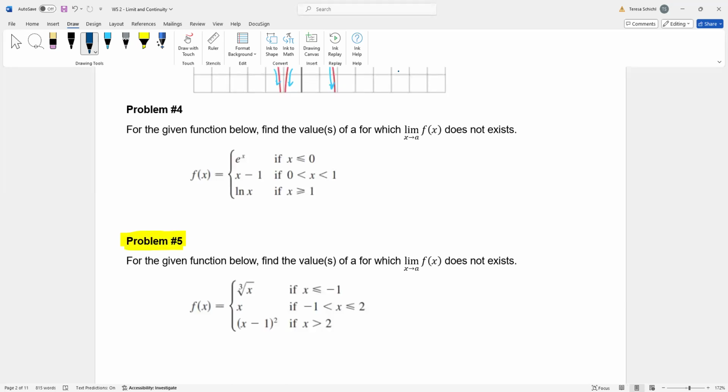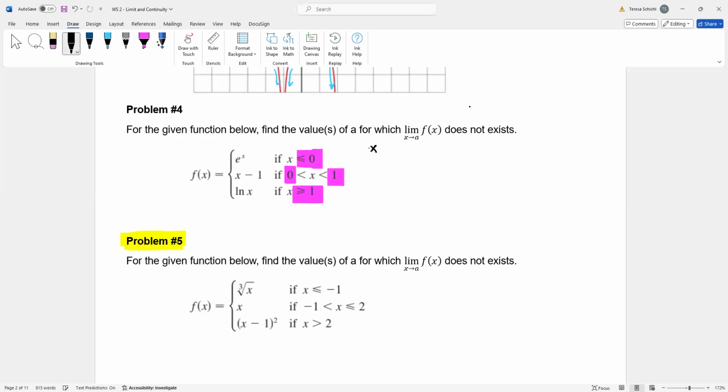We know for a piecewise function, the only possible places for the limit to not exist will be those jumping points. Because inside here, for example, if it's less than 0, it's an exponential function, so the limit for every point will exist. So the only things we worry about are the jumping points. Now they ask where the limit as x approaches a does not exist.